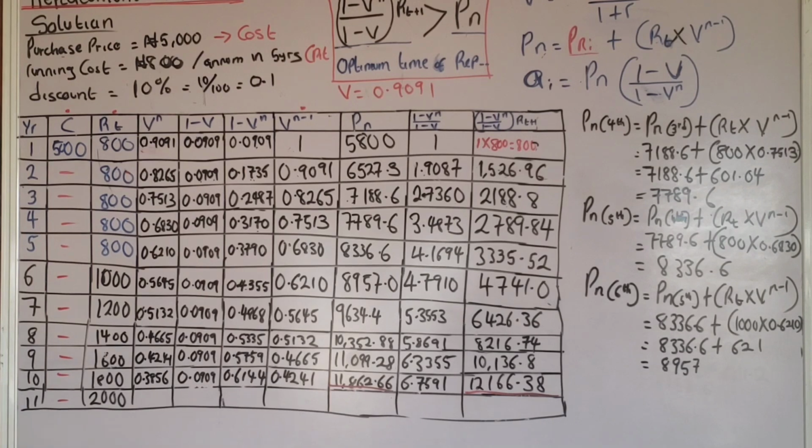Now let us proceed to the second question. We are asked to calculate the amount of money that should be set aside each year for the replacement of the machine for a new one. I want to erase that side so that we can proceed to the second question.